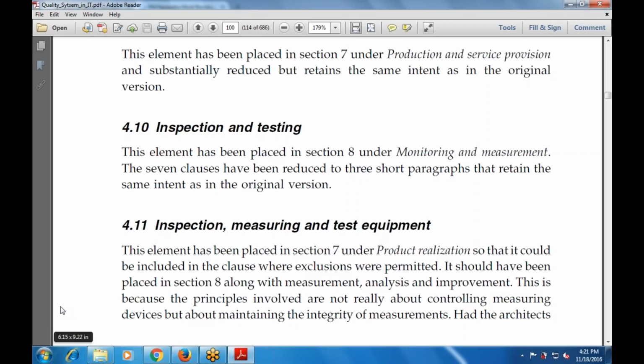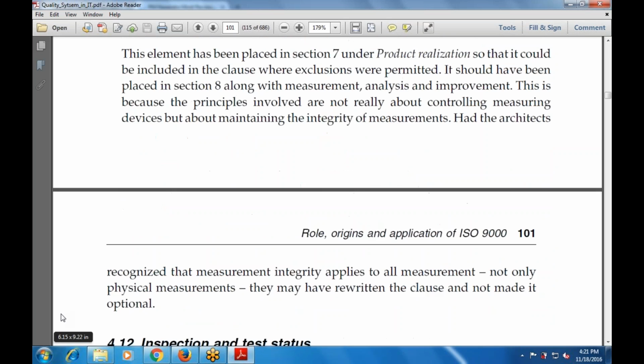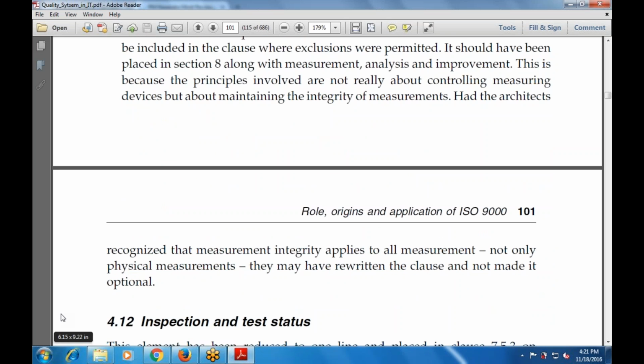This is because the principles are not really about controlling measuring devices, but also about maintaining the integrity of the measurement, how to merge with the various measurements used by the architect. It also recognizes measurement integrity that applies to all measurement, not only physical measurement, but also rewritten the clause and not made it functional.